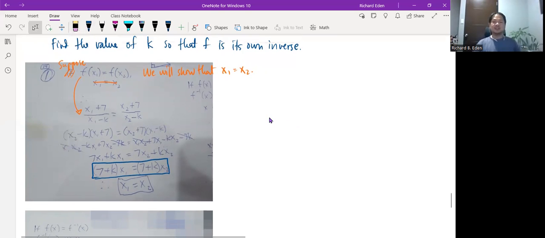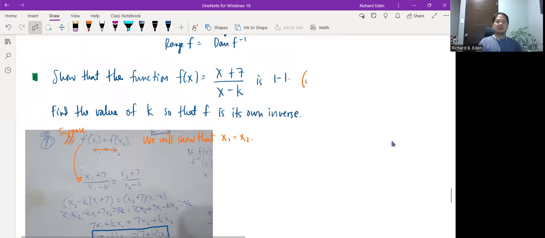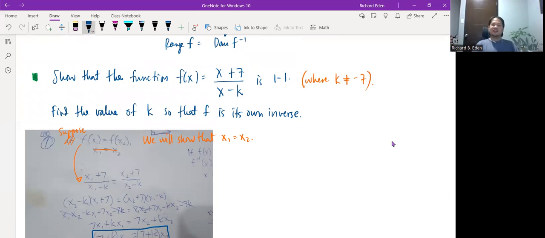Now, I should have added, okay, where k is not equal to -7. If k becomes -7, f of x will become 1. So it's a vertical line.